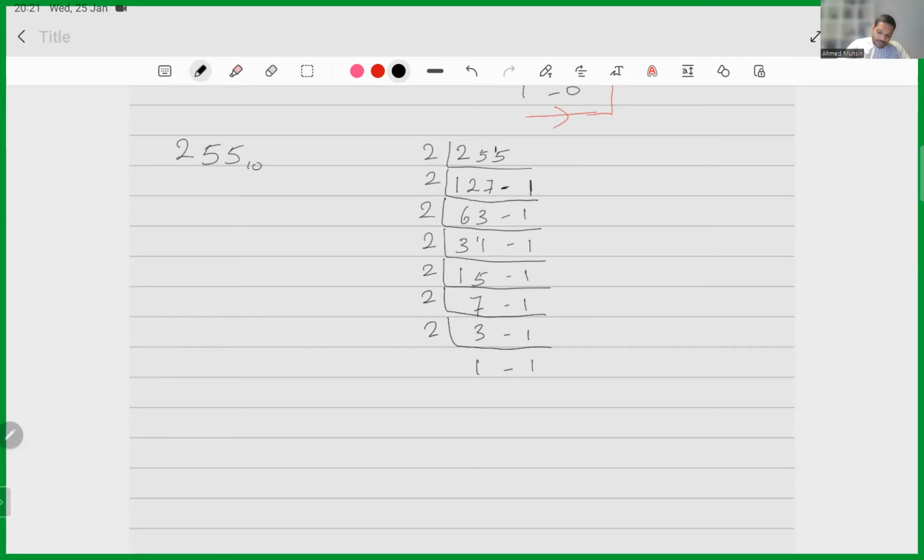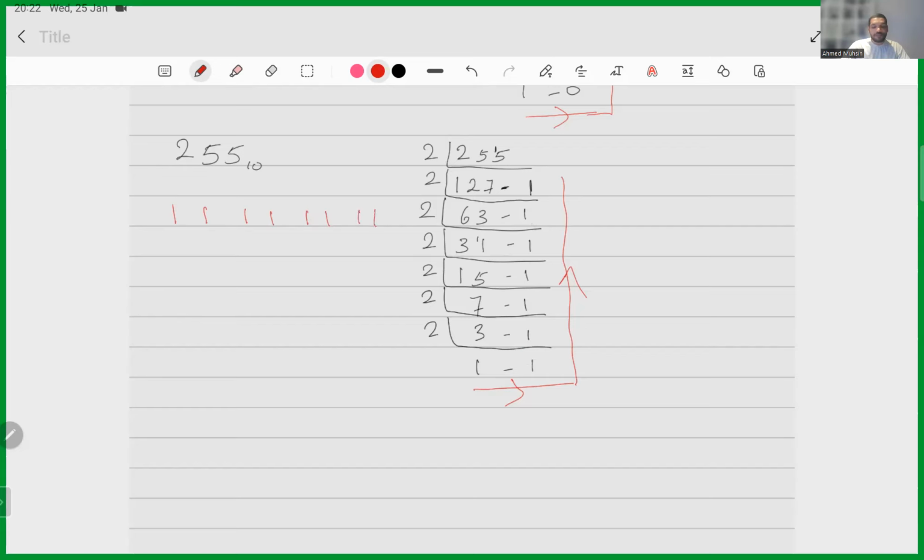So how do we write our answer? We go this way, and then we go upwards. So our answer is going to be 11111111. Let's get it down: 11111111 2 4 6 8.